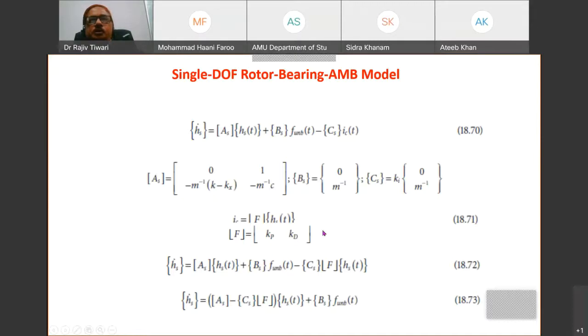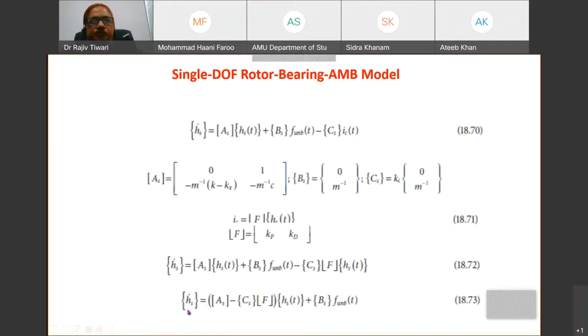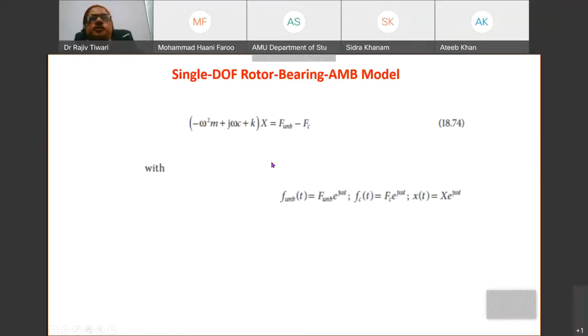So a little bit of mathematics is there, but overall what we are trying to do is generate the response. We have the unbalanced force, we have the magnetic actuator integrated into the equation of motion, and now we want the response. There are two. In the previous case, we get the response with time, so as time passes, how the rotor is behaving. Sometimes we want the response in the frequency domain, that means we want to rotate the rotor from one speed to another, and see how the response changes with speed.